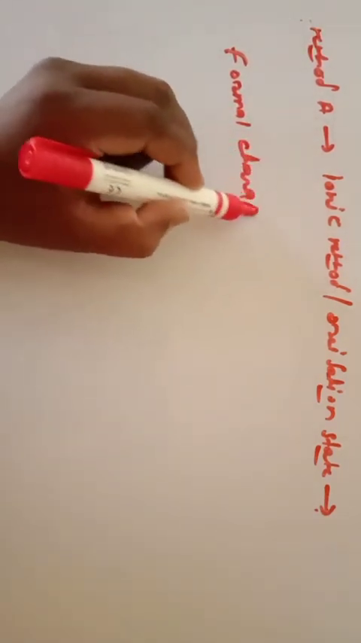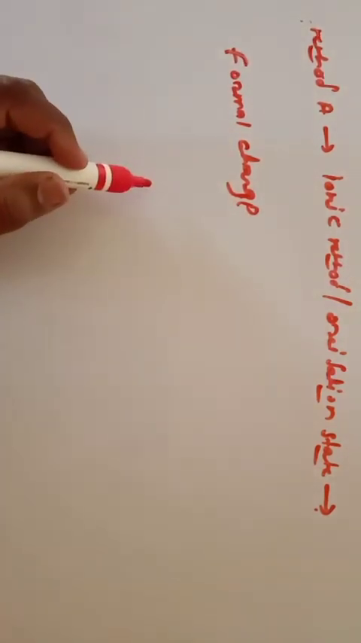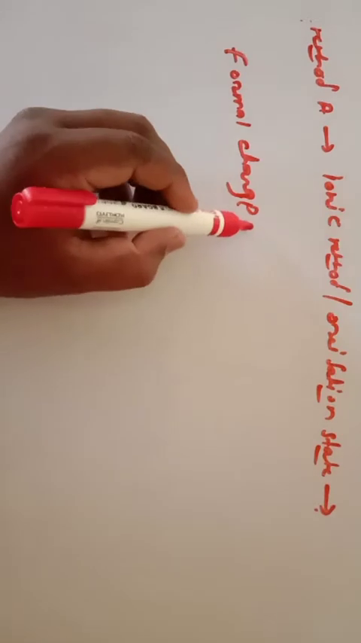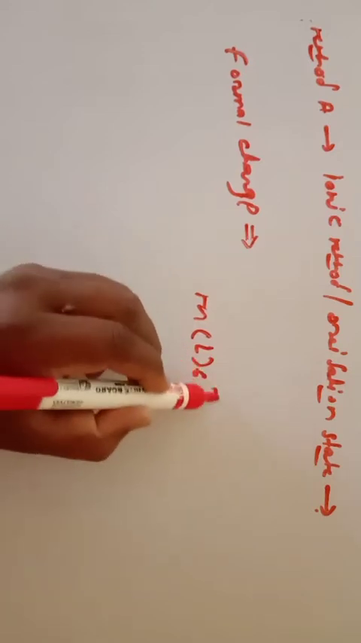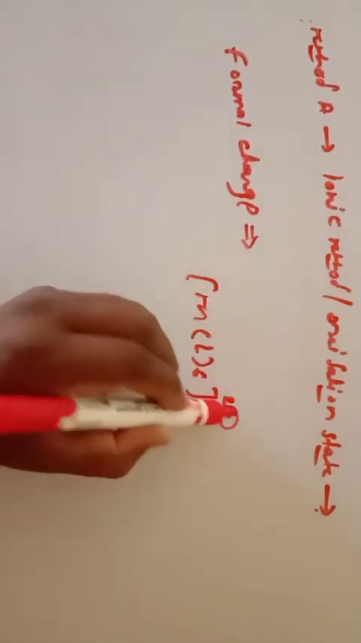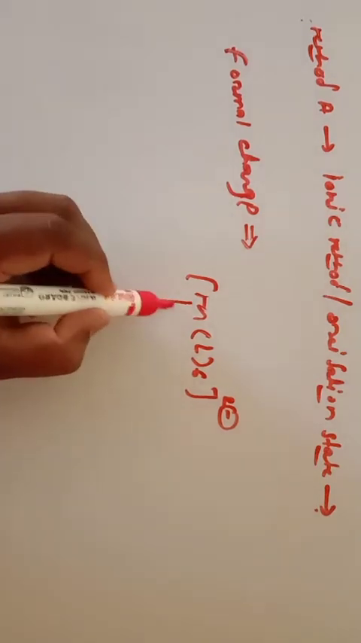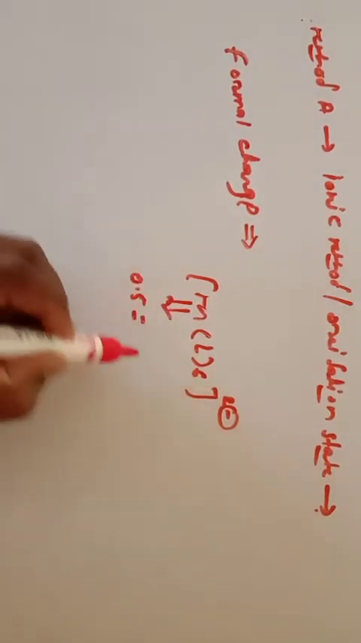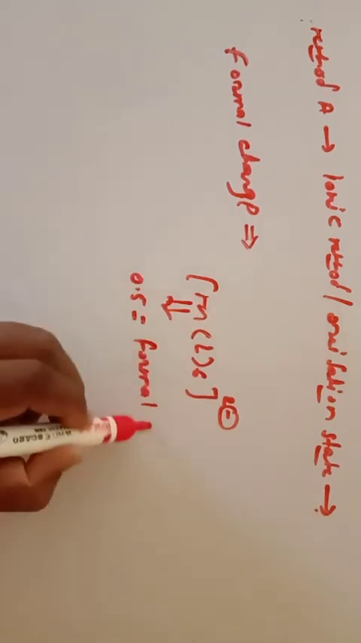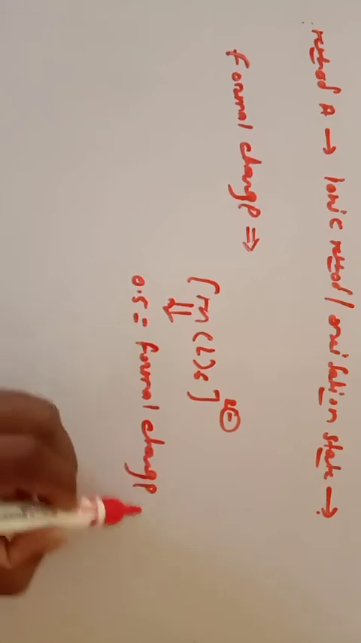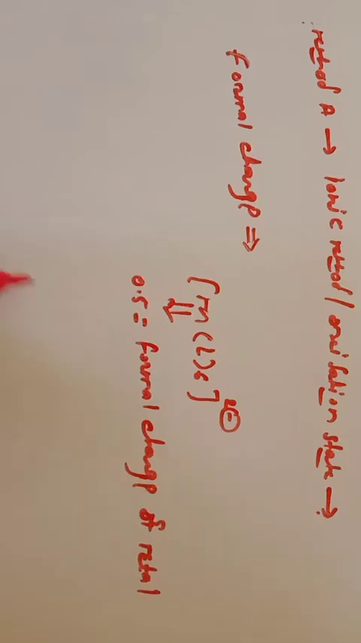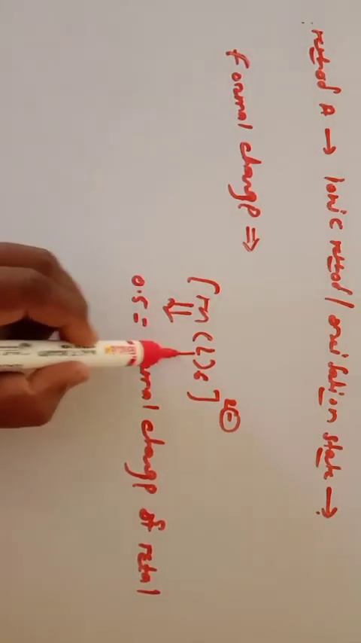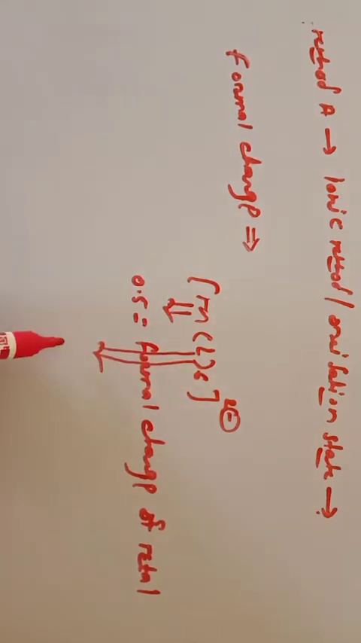What is this formal charge? Let us consider the example of ML6 having a -2 charge. Whatever the oxidation state of this metal atom, it is considered as the formal charge of the metal atom. And then whatever the charge on this ligand, that is the formal charge of the ligand.